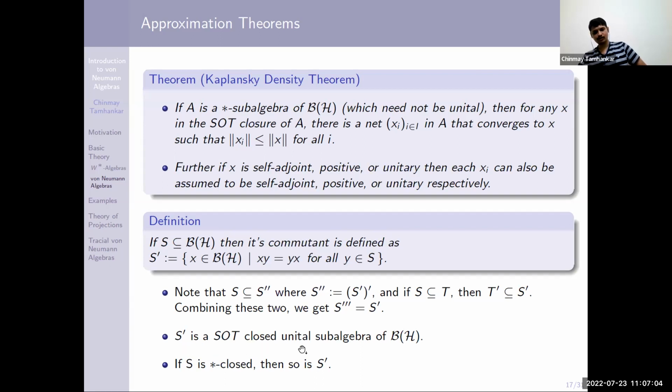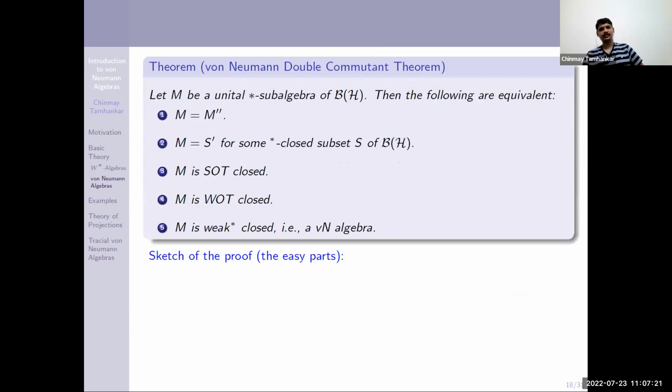And one can also notice that the commutant of S is a SOT closed unital subalgebra of B(H), but it need not be star closed. But from here we can see that if S is star closed, then the commutant will also be star closed. Okay, so let's come to the von Neumann double commutant theorem. If we have a unital star subalgebra of B(H), which we will call M, then the following five properties are equivalent. The first property says that M is equal to its own double commutant. The second says that M is the commutant of some star closed subset S, and the rest of the properties say that M is closed with respect to each of these three topologies.